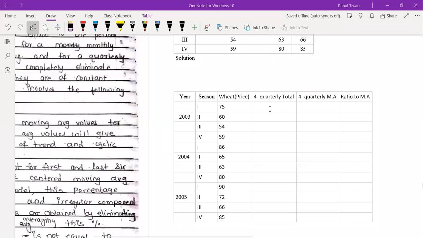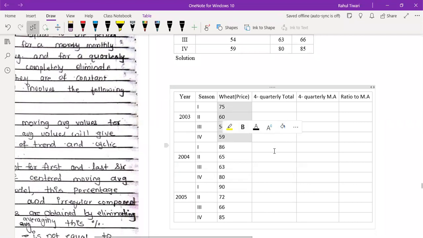Now the next task is that we need to obtain the 4 quarterly moving total. So how to get that total? That is a very big task for us. When you add these 4 entries, just tell me what could be the total of these 4 entries and where are you going to write these entries?